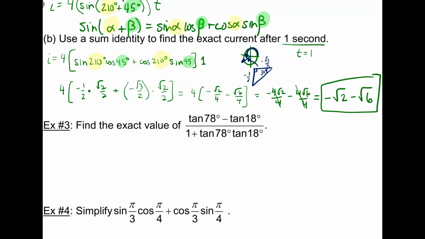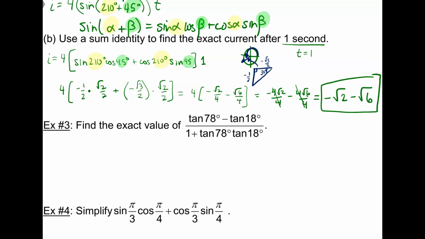So far, what we've been doing is expanding. I give you a certain angle, and you have to rewrite it as a sum or a difference. So we've been taking a single angle and expanding it out. What if I have you do the opposite and condense it? This next example: find the value of tan 78 minus tan 18 all over 1 plus tan 78 tan 18.